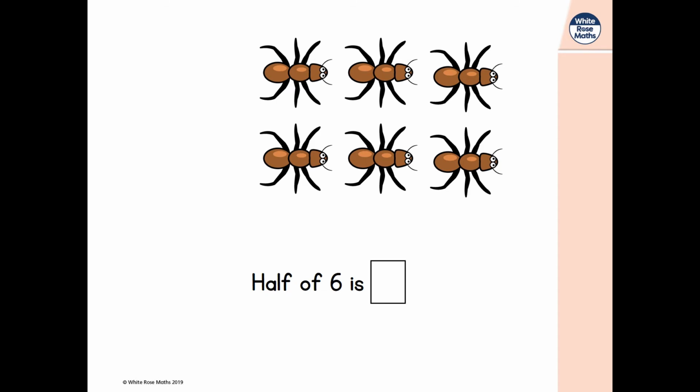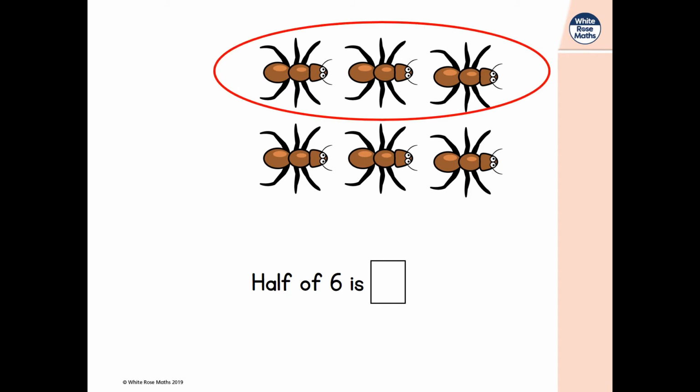I wonder if we could find half of 6. Can you see half of 6? How many is it? Yes, this is half of 6. And we can see here that half of 6 ants is 3 ants.